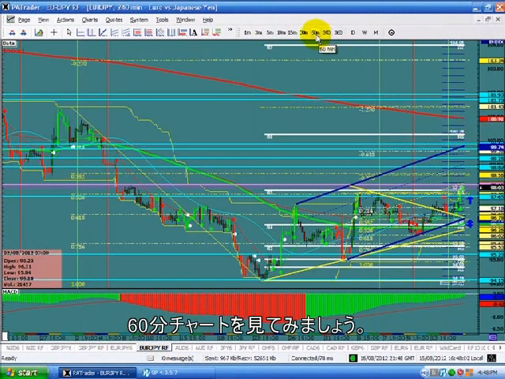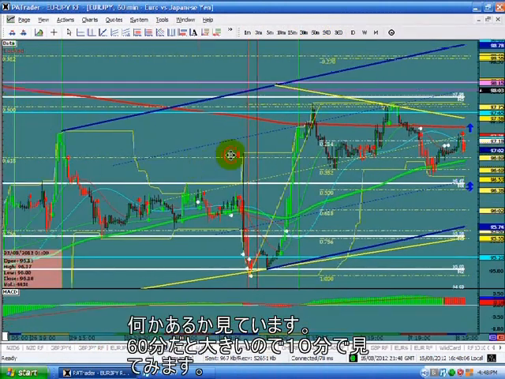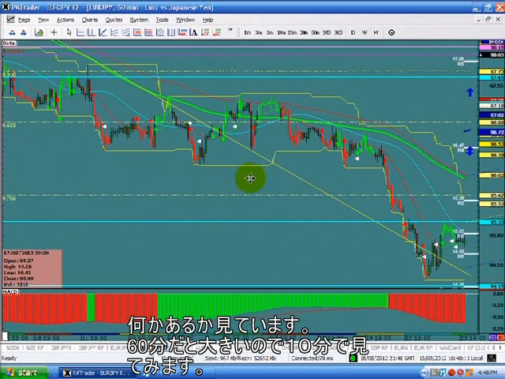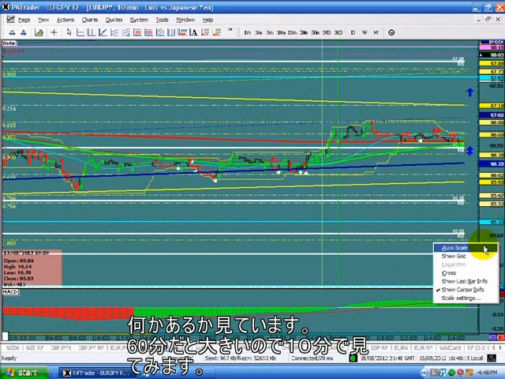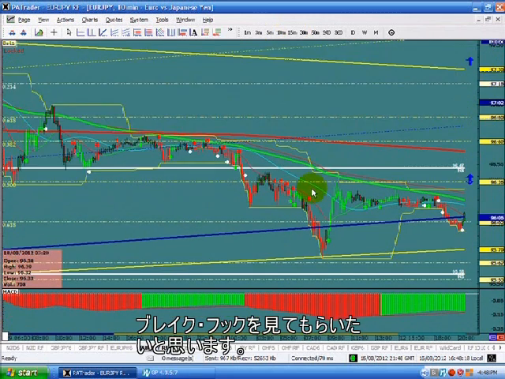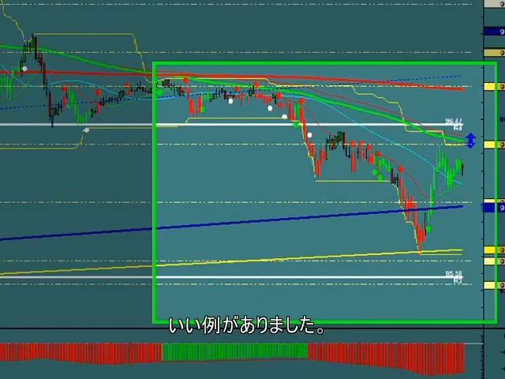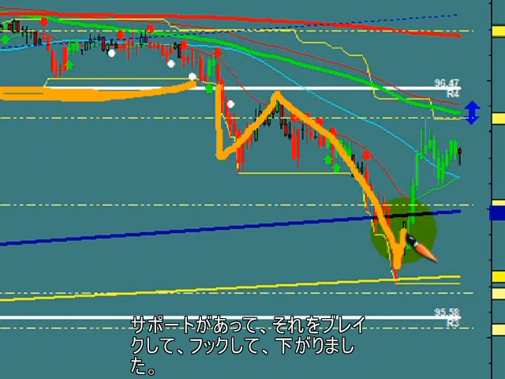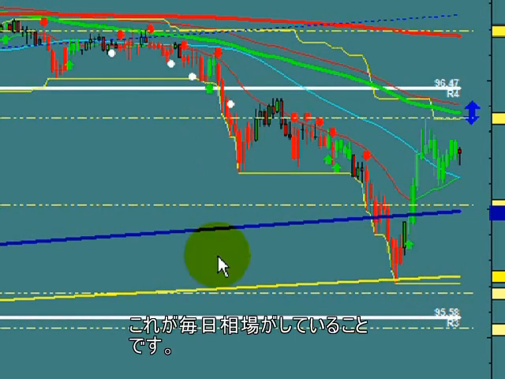Let's go to a 60-minute chart here, and let's just see if we can find anything that would make a little bit of sense to us. Let me go down to a 10-minute chart because it's too big. I want you to see the breaks and the hooks. That's what I want you to see. So here's a good example right here. This is the line that has to be broken. You can see it's a support line. They break, they hook, and then they go. See? Break, hook, and go. This is what they do, folks.